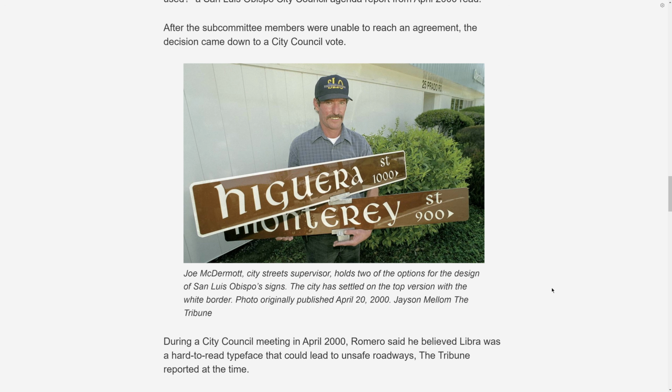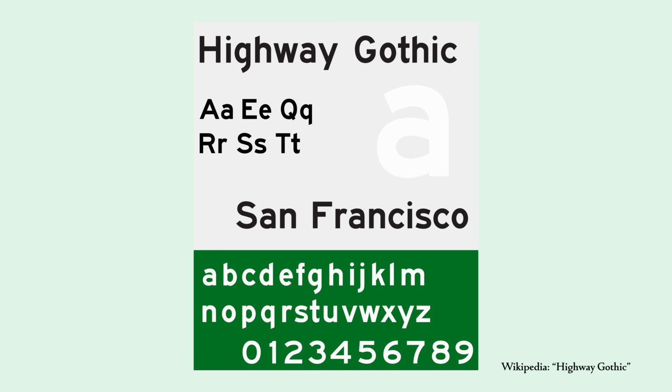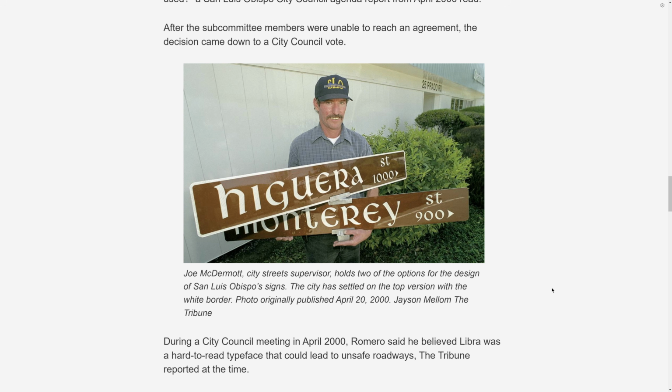Then in the year 2000, they want to replace the street signs. They're using Series E typeface. They're using Highway Gothic, the same font that's on every highway in the US. But they need to replace the signs, so there's a debate. Do we use the standard highway typography, or do we go with Libra? Do we go with this Gaelic typeface that only has lowercase letters? It's only got these uncials. What you're seeing right now is what you've got.